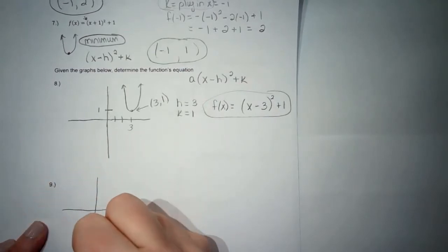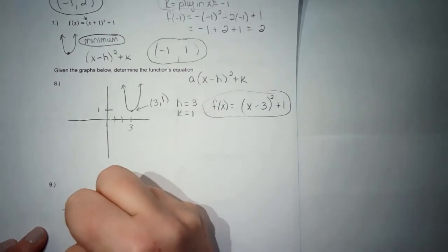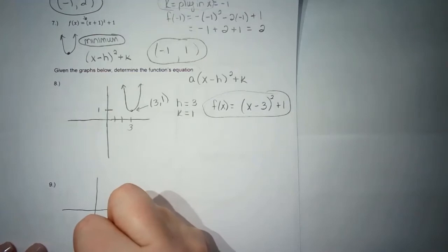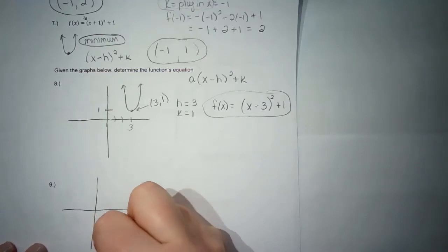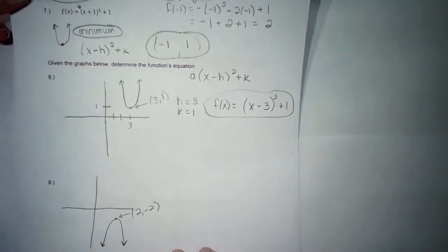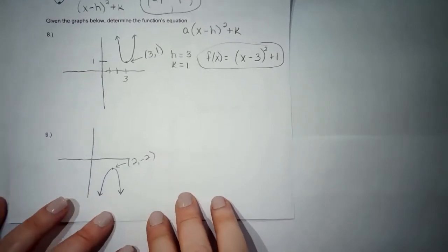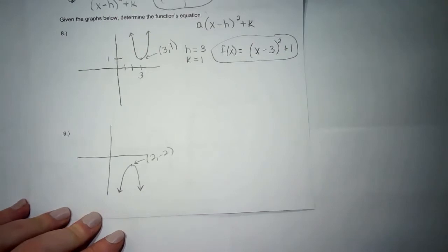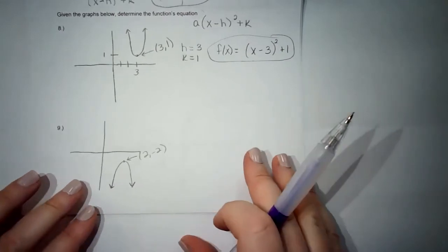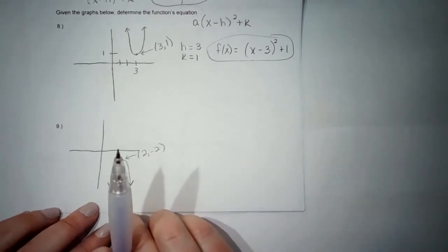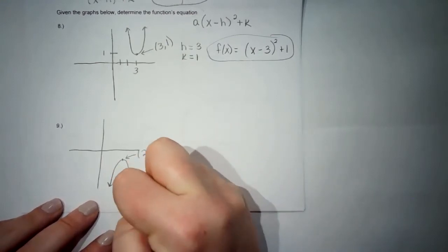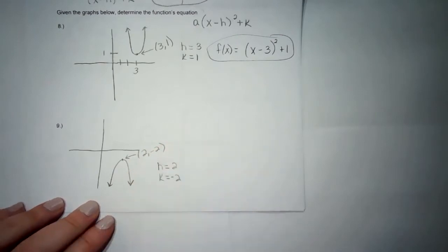Let's try one that opens down. That's all it wants, the function's equation, that's it. Okay, so again, I'm not going to give you the vertex, but because I didn't draw nice graphs on here, I'm just going to tell you what it is. The vertex here is 2, negative 2. On the test, you're going to have to read it off the graph, and it'll be a nice graph. You're going to have real graphs from the computer. Okay, so my h is going to be 2, and my k is going to be negative 2. All right, I'm ready to write my equation.